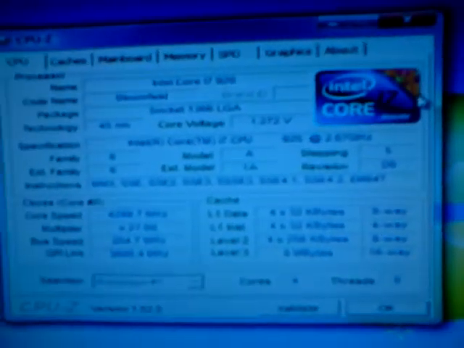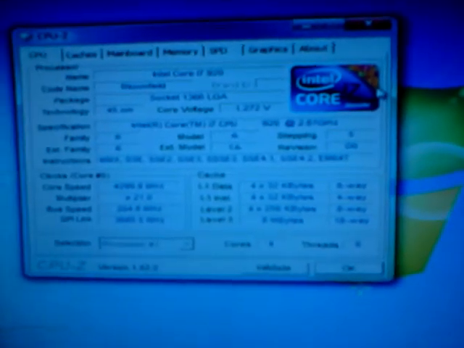And the core voltage, 1.272. Okay. I ran Prime 1 hour at this voltage, okay? So it didn't work at 1.26, it crashed, so I, you know, just pushed it up a little bit and it's stable. It's ridiculous, actually. It's ridiculous.